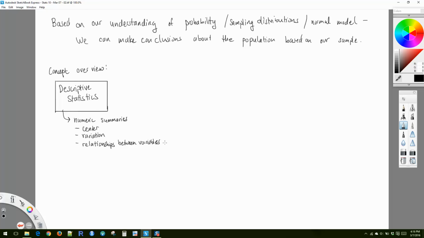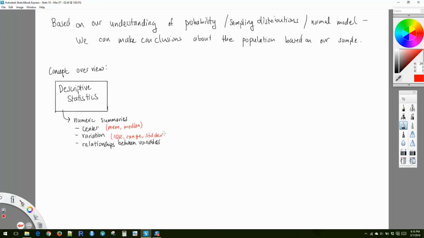Okay, so what are the numeric summaries that we have for center? Mean and median. And the numeric summaries that we have for variation, oh, I guess I used to call it spread. Same thing. Numeric summaries for spread or variation would be IQR, range, and standard deviation.